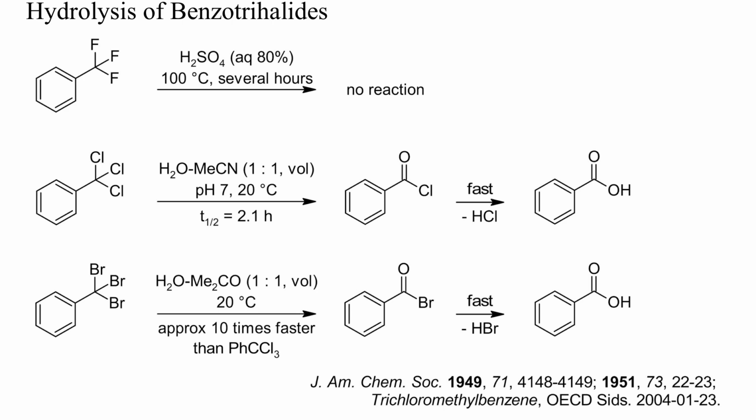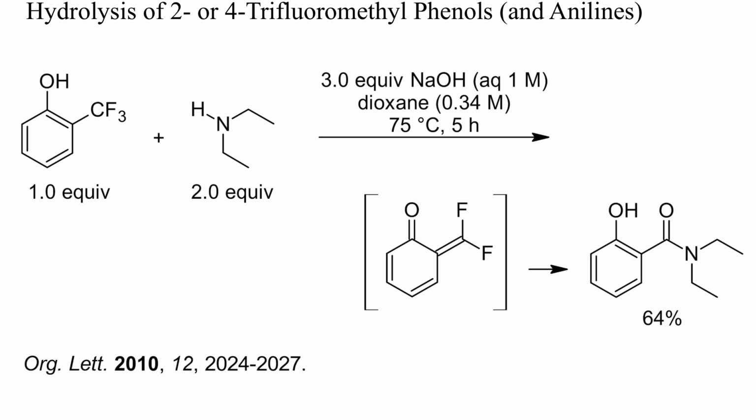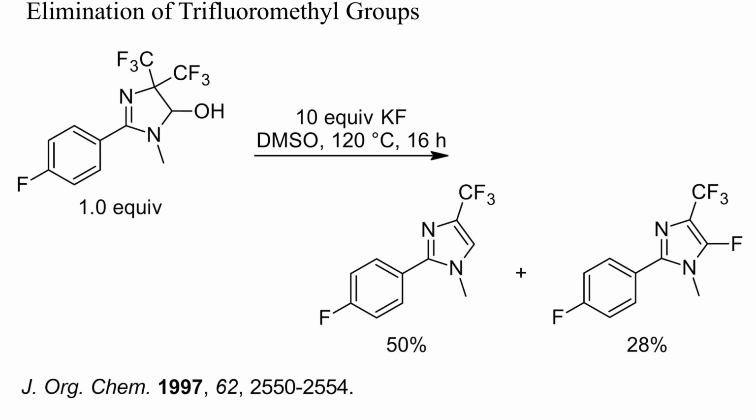Trifluoromethylbenzene is difficult to hydrolyze, however, and resists heating with sulfuric acid. There are exceptions, however. Trifluoromethyl arenes with a hydroxy or amino group in positions 2 or 4 sometimes eliminate fluoride under relatively mild conditions, as in this example. Trifluoromethyl groups sometimes behave like halides and may be eliminated or substituted by nucleophiles.